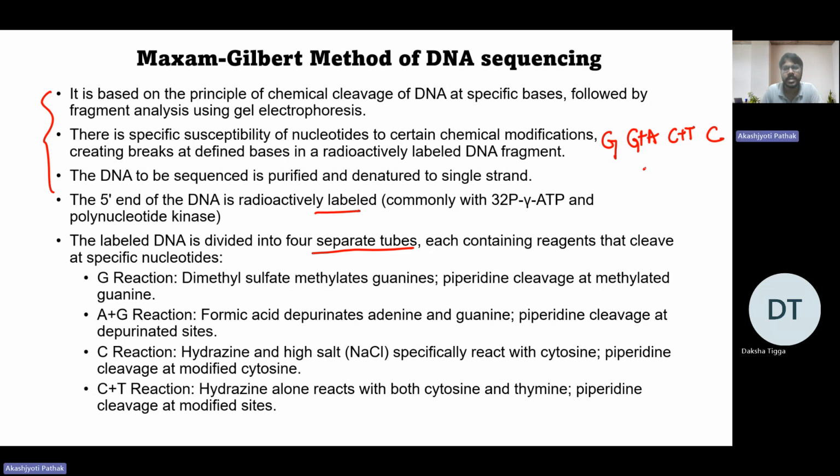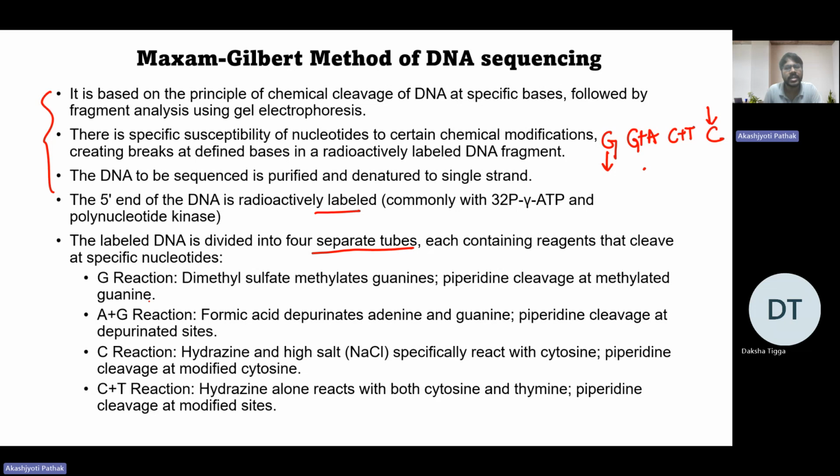So if the reaction is the G reaction, here what will happen? It will cleave at G. G plus A means it will cleave at both G and A. C plus T means it will cleave at both C and T. And C means it will only cleave at C.